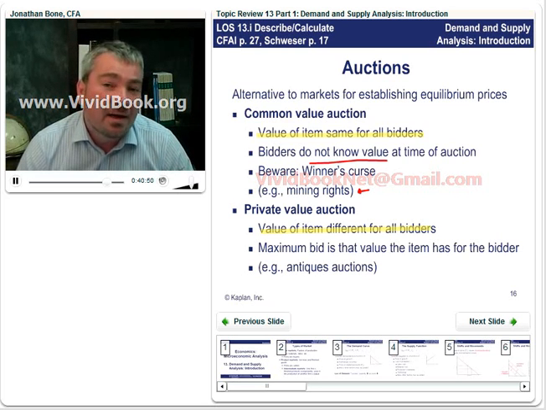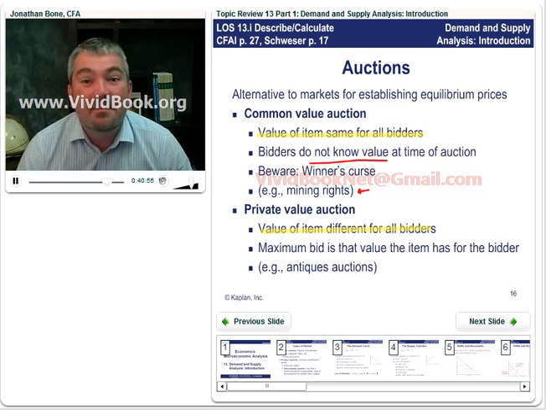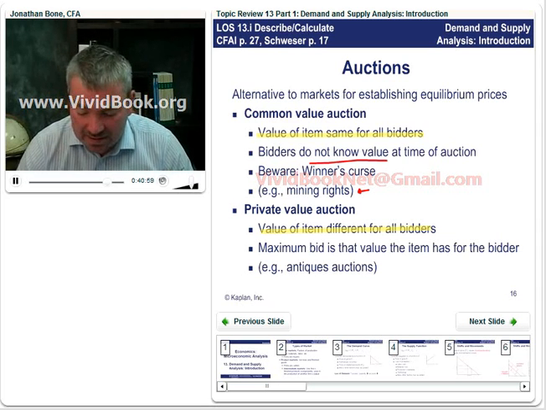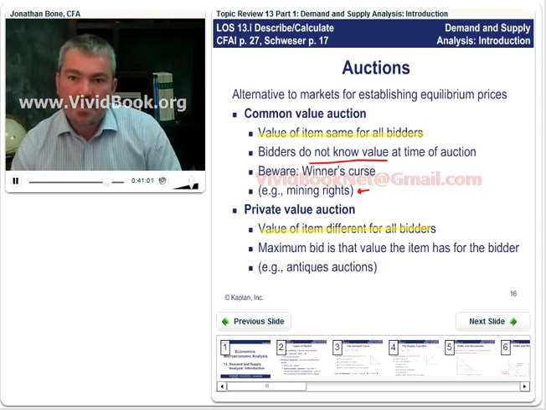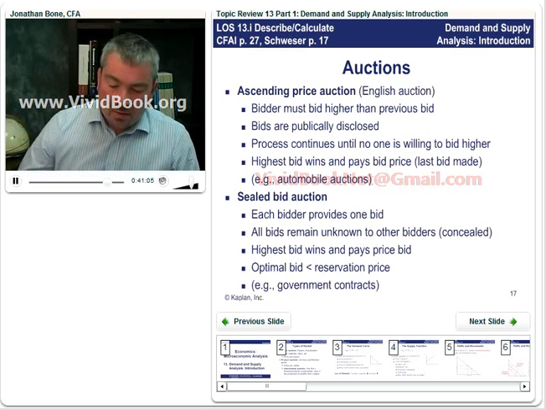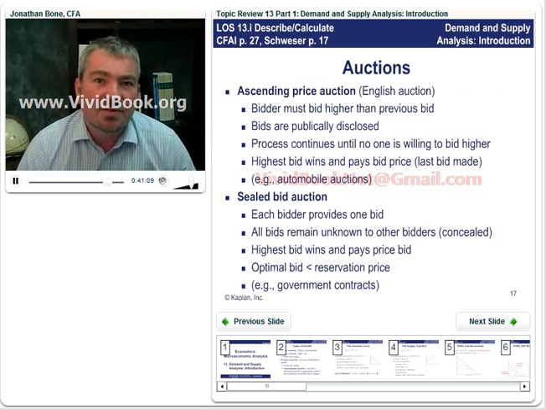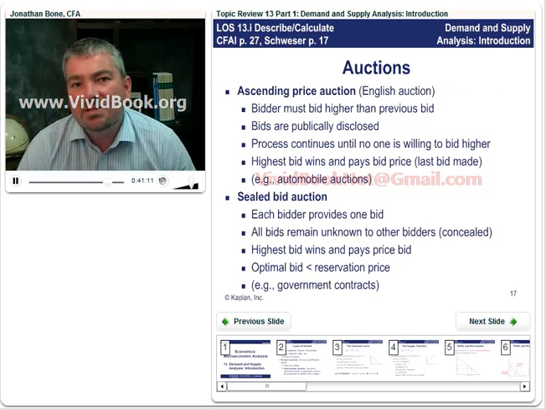In other words, each bidder gains a different benefit from the product, and therefore would have a different maximum price that they're willing to pay. Right, we're talking now about ascending price auctions, known as English auctions. Let's talk about ascending price auctions and then sealed bid auctions.